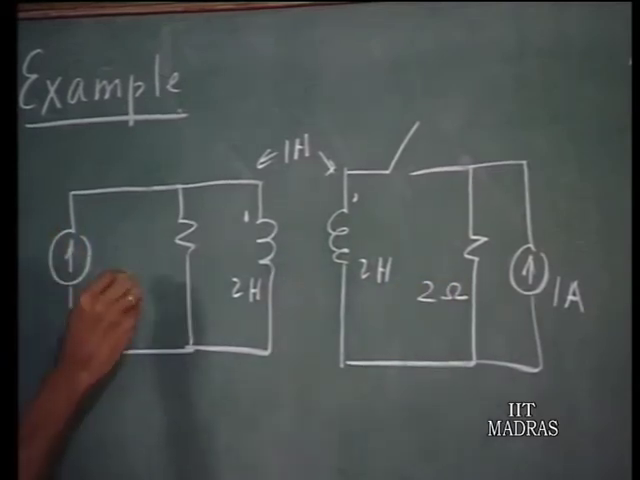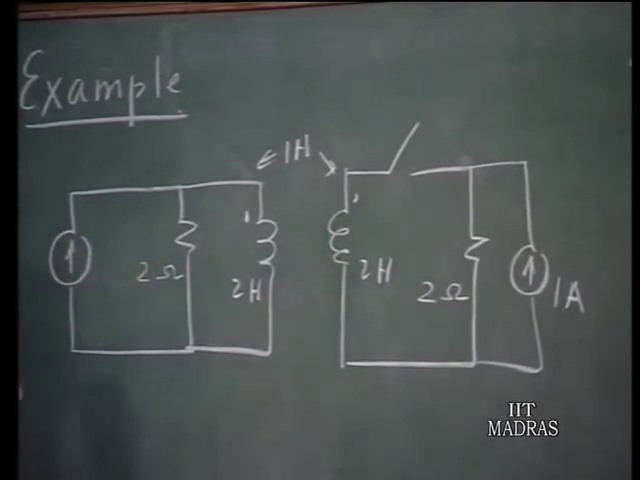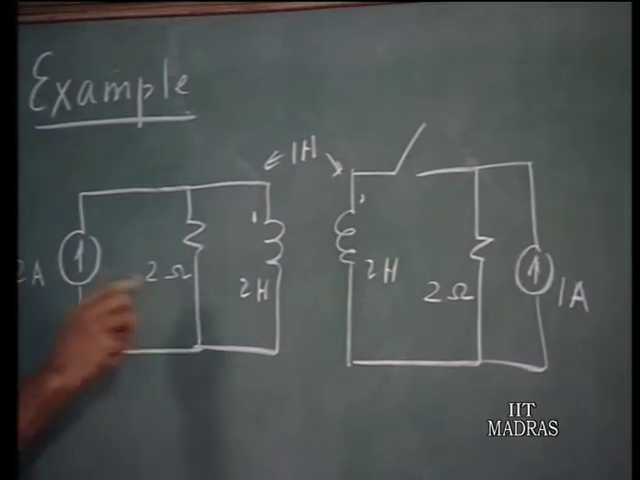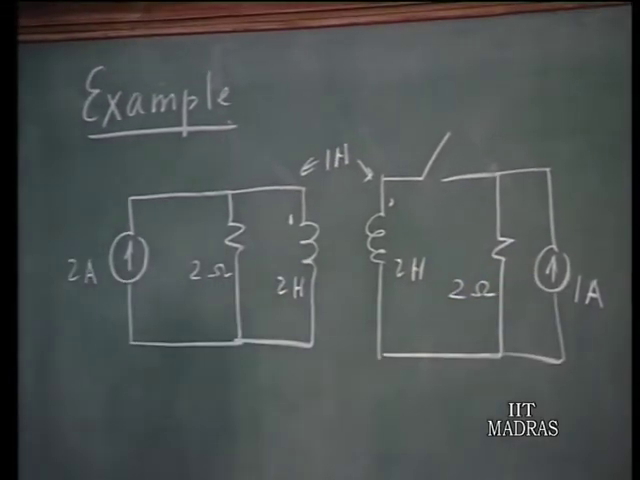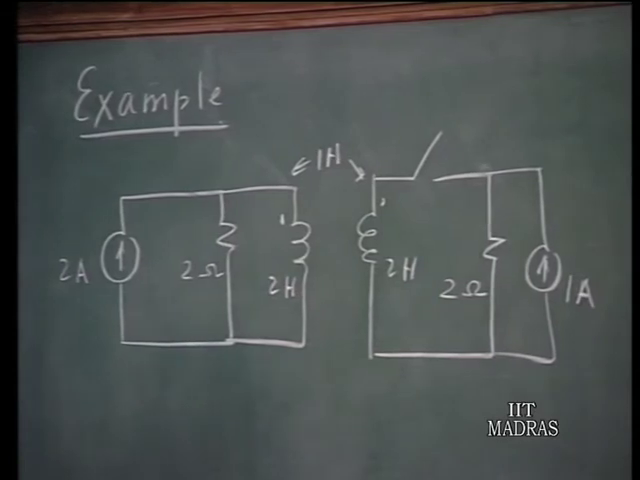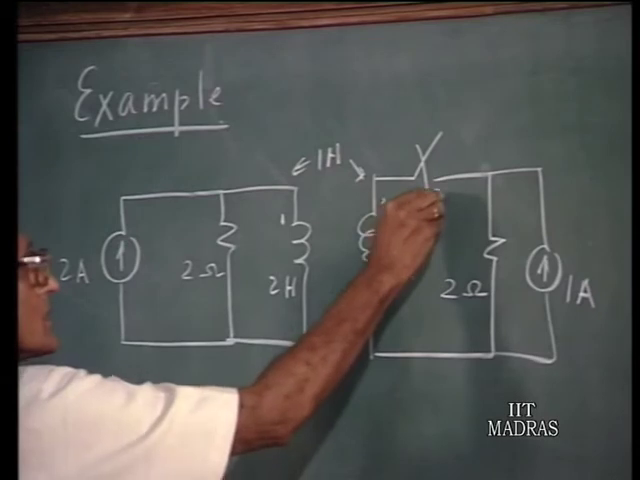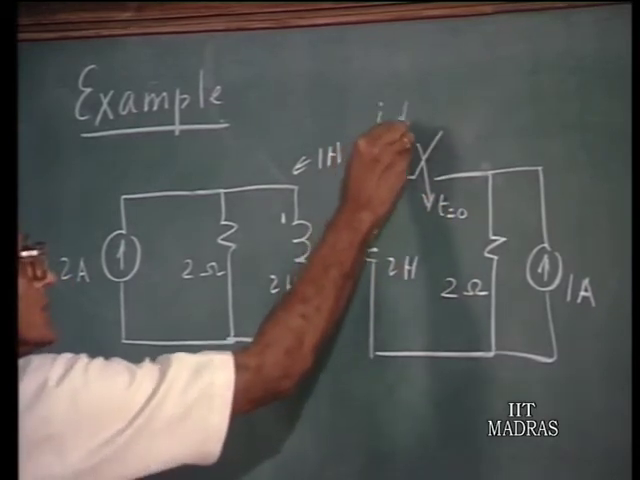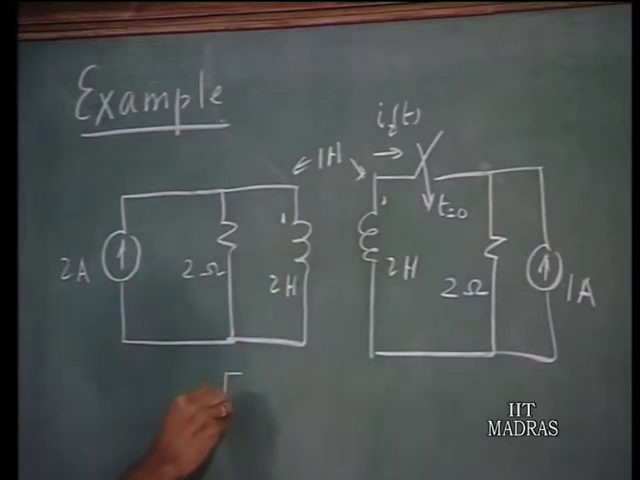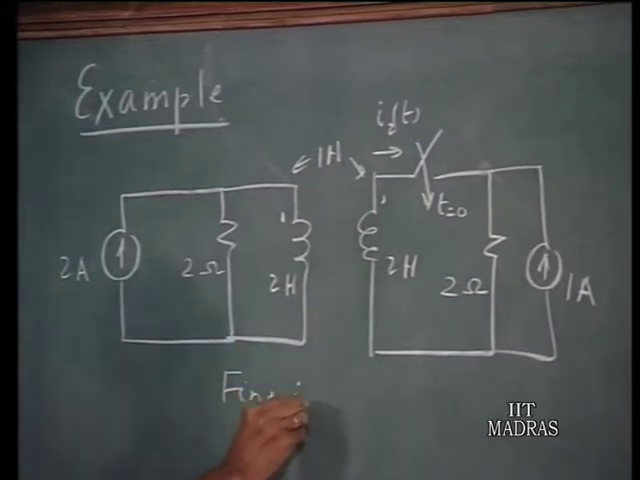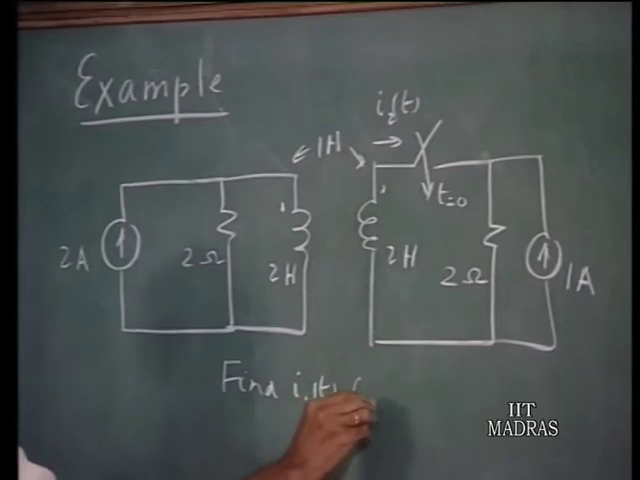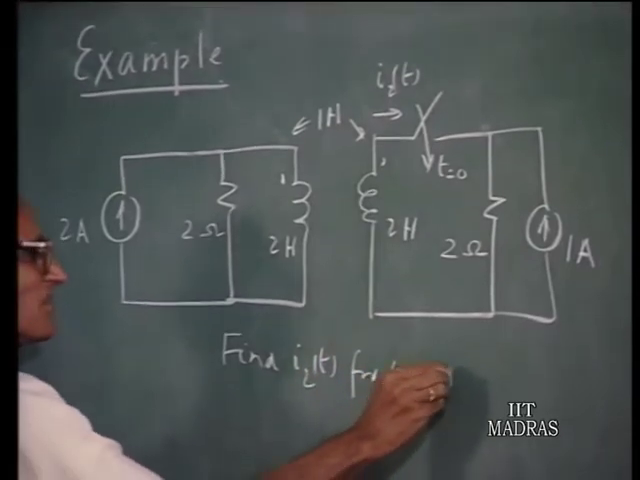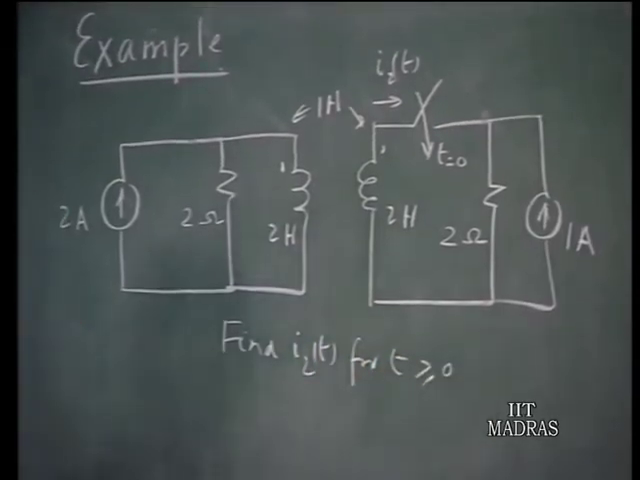Let the element values be as marked here. These two are DC current sources, 1 ampere and 2 amperes, and the switch is kept open for a long time and closed at t equals 0. You are asked to find I2 of t, for t greater than or equal to 0.